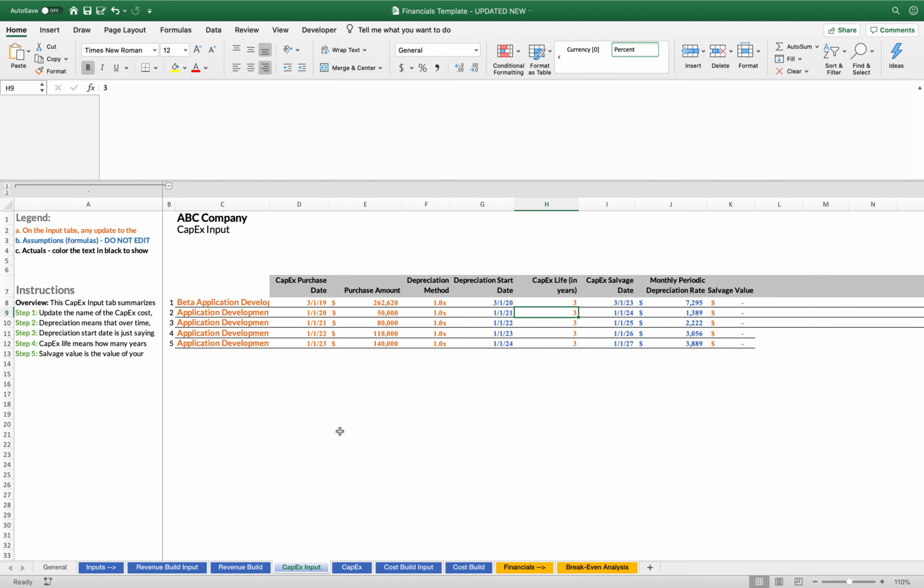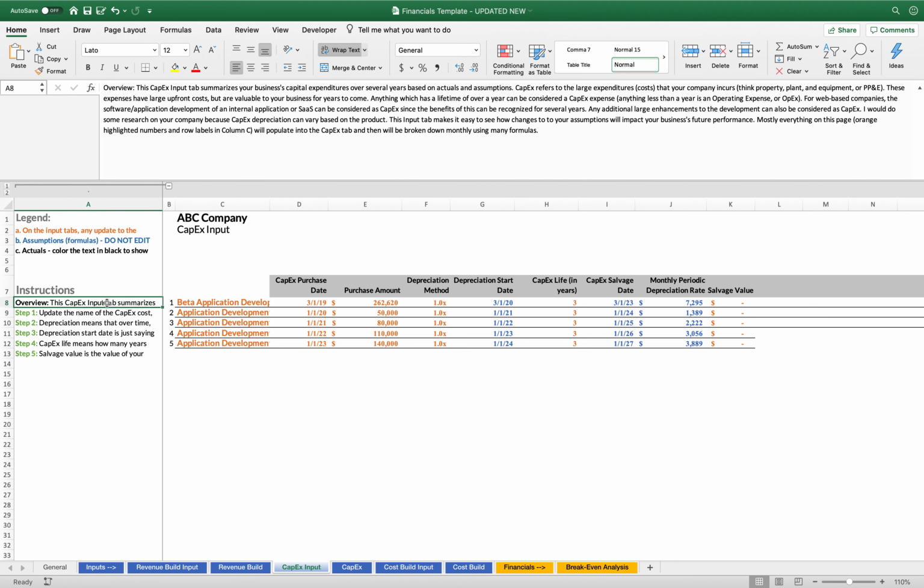Okay, so here we're at the CapEx input tab. If you're not familiar with CapEx, I have the summary here, but this summarizes all of your business's capital expenditures. And what is a capital expenditure?